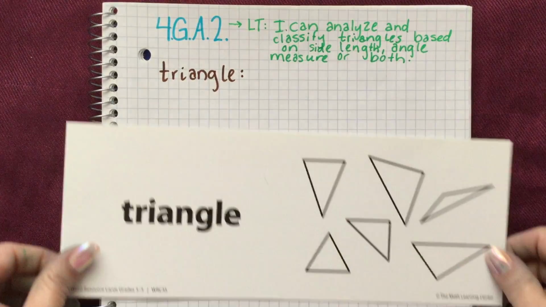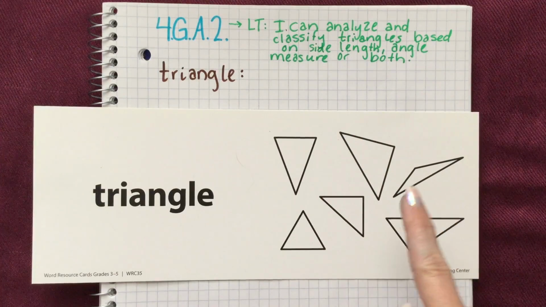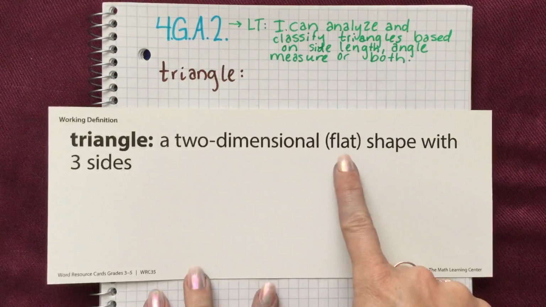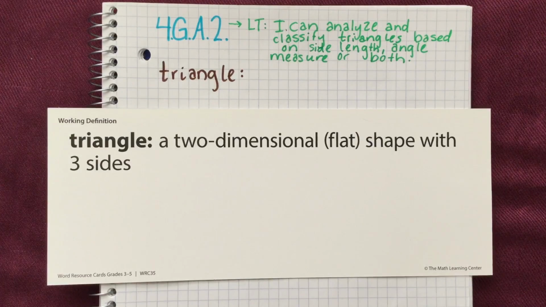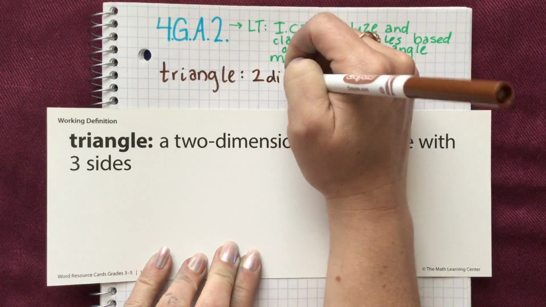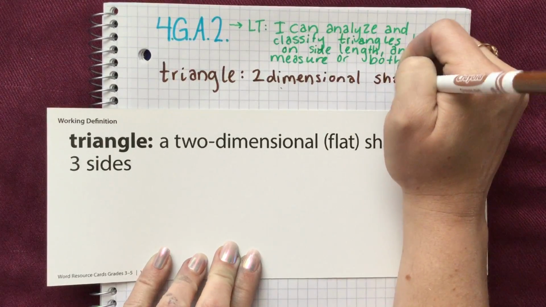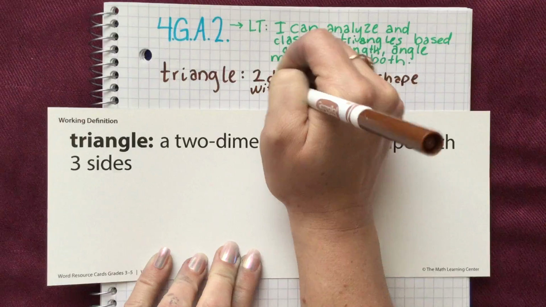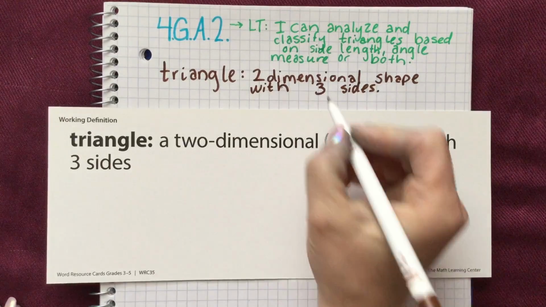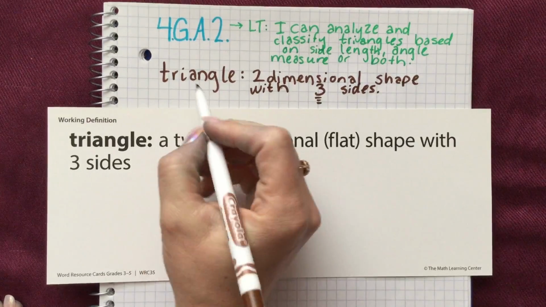So a triangle, you can see examples of these triangles here, and you probably already know the definition of a triangle, but a triangle is a two-dimensional or flat shape with 3 sides. So I'm going to write a two-dimensional shape with 3 sides. Now that's the big marker of a triangle. It has those 3 sides. I'm going to underline it 3 times. 1, 2, 3. There are 3 sides in all triangles.